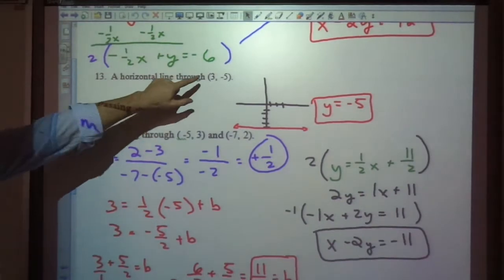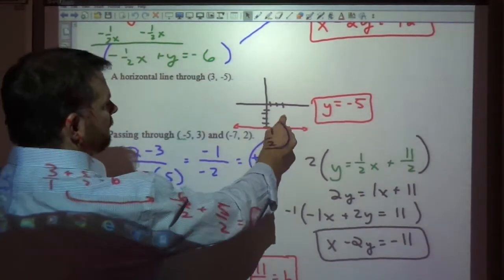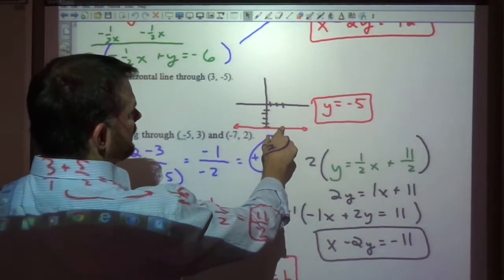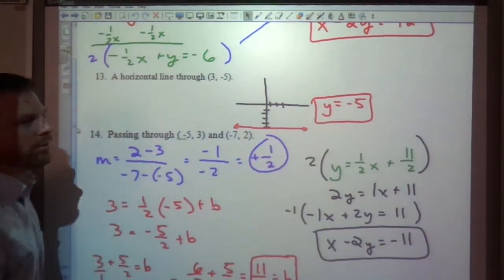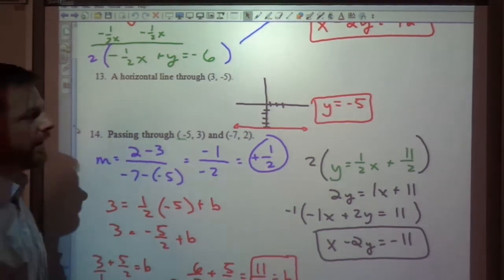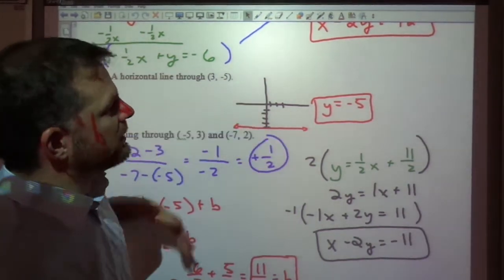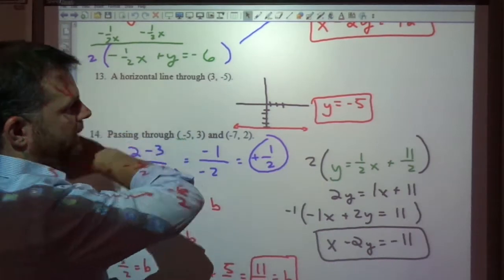A horizontal line through this point. So where is that point? Negative 3, or 3, negative 5 is right here. Here's a horizontal line. That's the equation that y is equal to negative 5. There's no x in there. It just has a height, a constant of negative 5. x could be all the way big or all the way small.